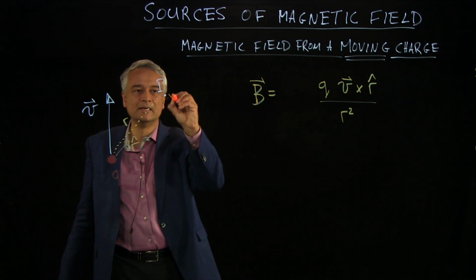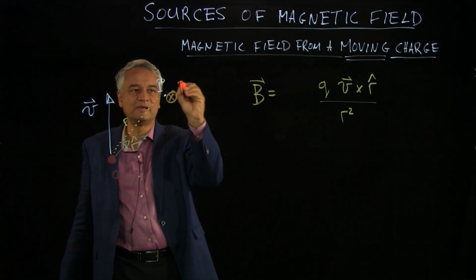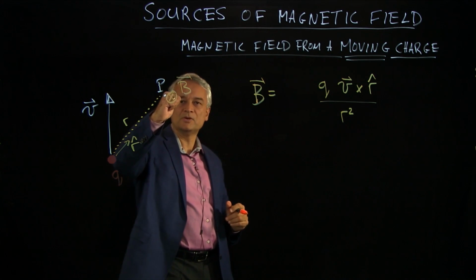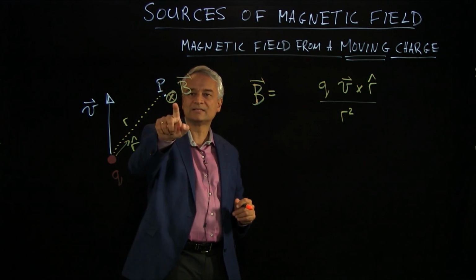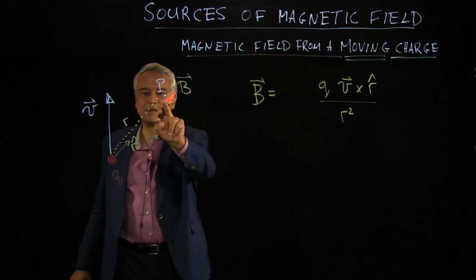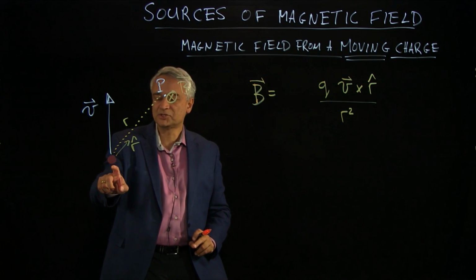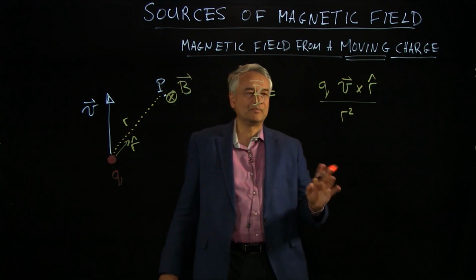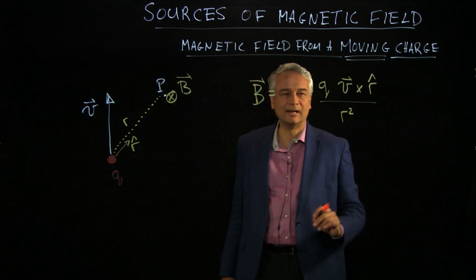So we represent the direction of the magnetic field in this way. It's a vector pointing from you, away from you, towards me. That's the direction of the magnetic field at this point P, created by a moving charge. The charge is located here and moving this way. So let's look at all the pieces here.